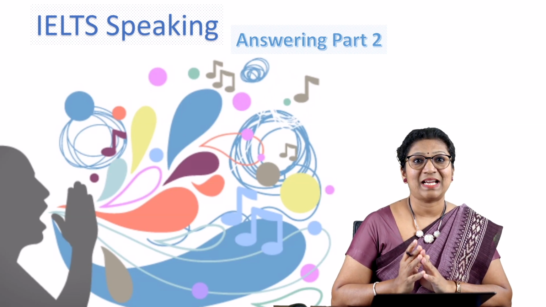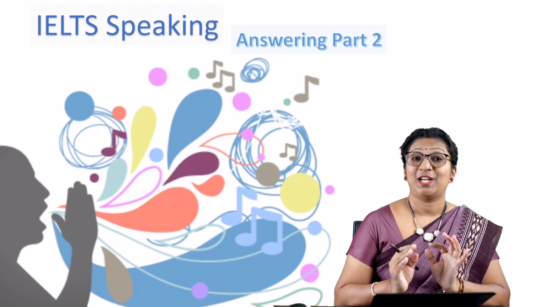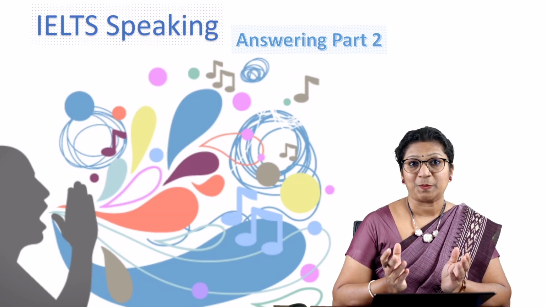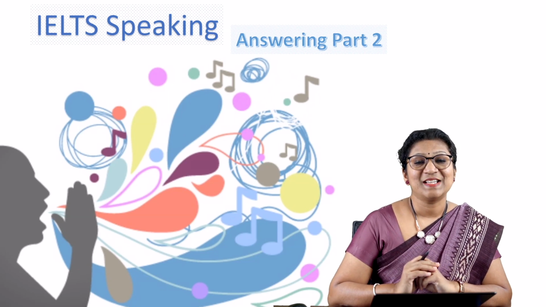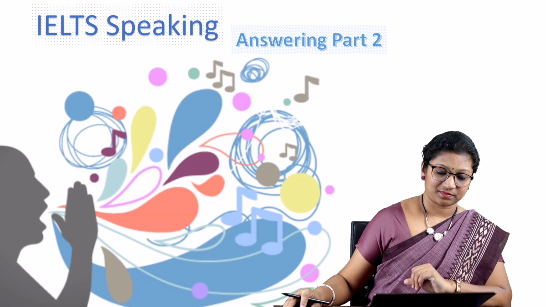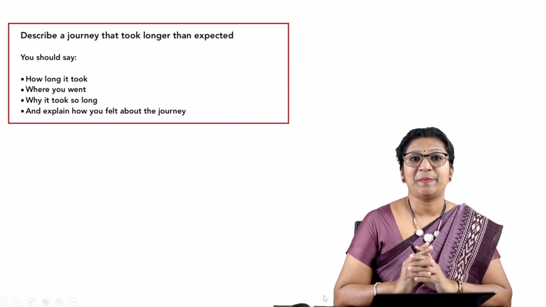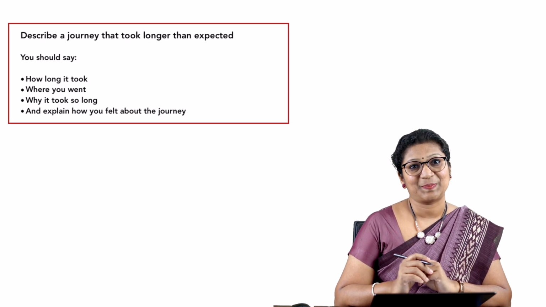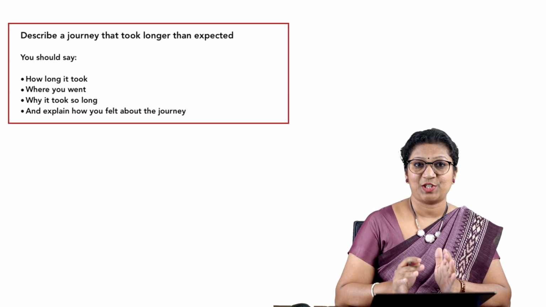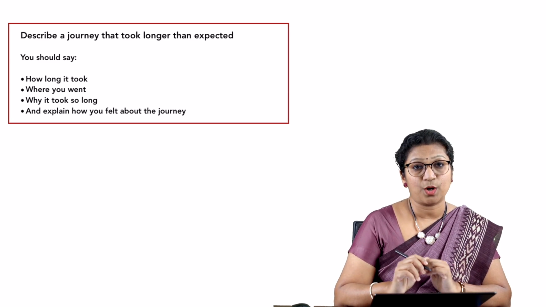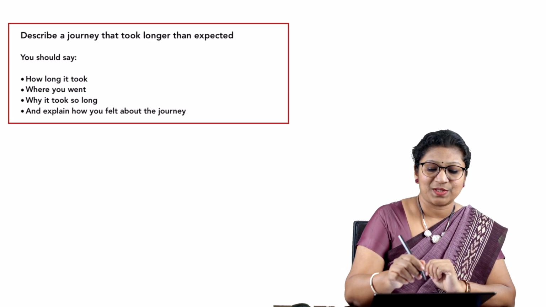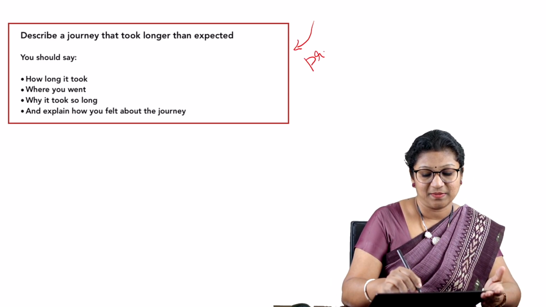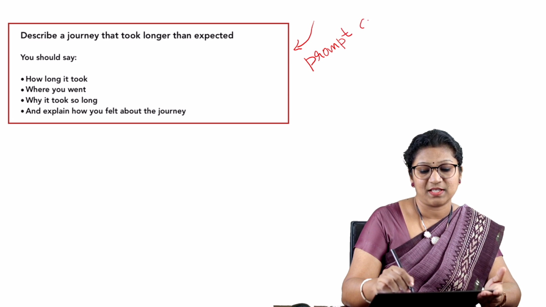Now there are 3 parts in IELTS speaking, out of which in today's class I'm going to discuss IELTS speaking part 2. So what is speaking part 2? Part 2 of speaking is called the individual long turn. Now remember, this is a section where you're given a prompt card or a cue card, like the one you can see on screen. Okay, this is called the prompt card or the cue card.